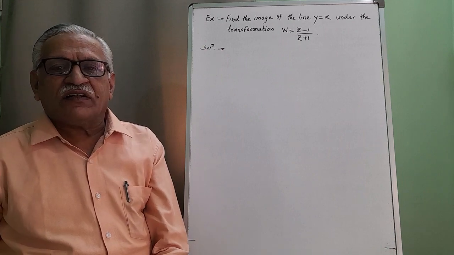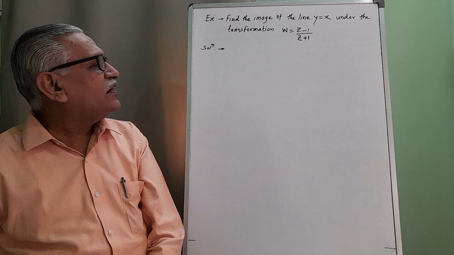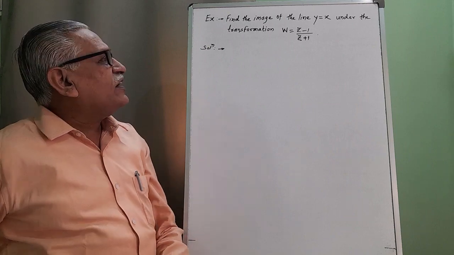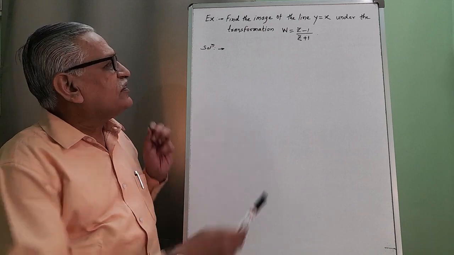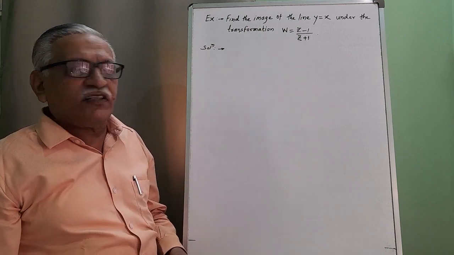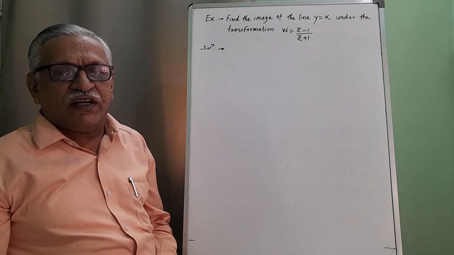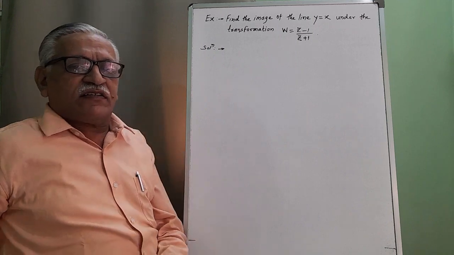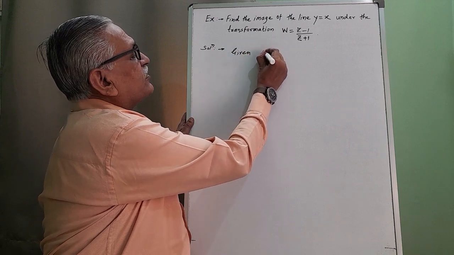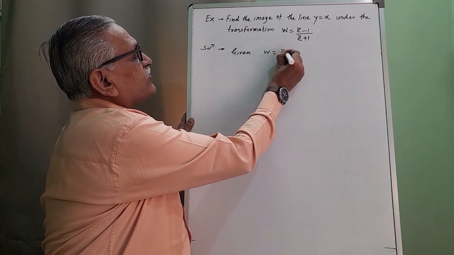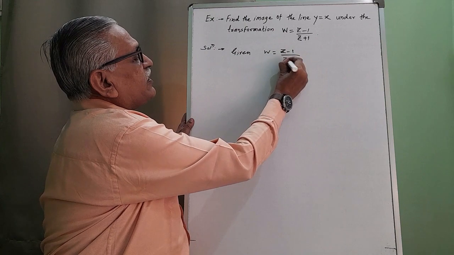Transformation inversion. Let us solve the problem. Find the image of the line y is equal to x under the transformation w is equal to z minus 1 divided by z plus 1. And to obtain that transformation, the given function is w is equal to z minus 1 divided by z plus 1.